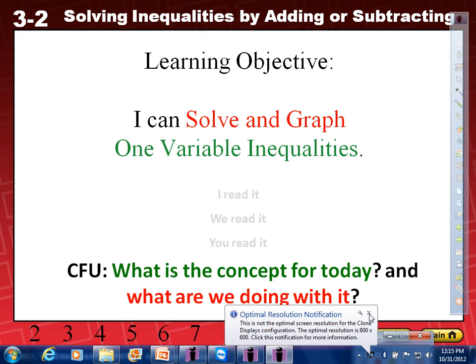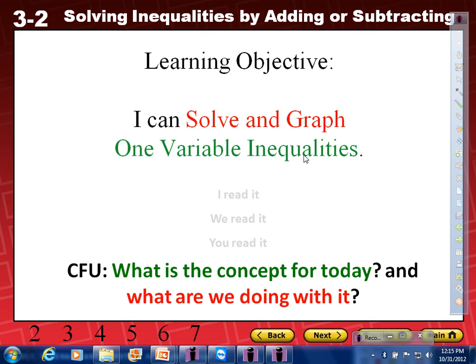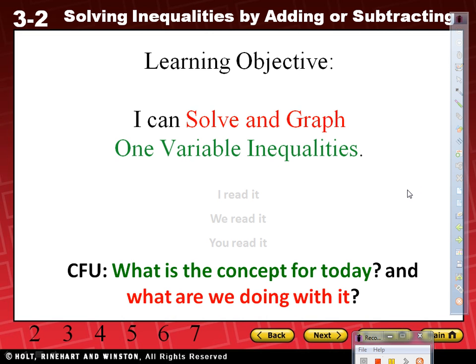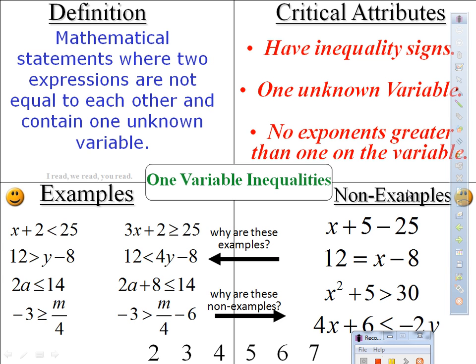Okay, once again, our objective for today: I can solve and graph one variable inequalities. We're still on the same concept, is that correct? One variable inequality? All right. Now, I gave you yesterday a definition. We don't need the Frayer model for these notes. We already have this. And we're going to be on one variable inequalities for the next 4 or 5 days.